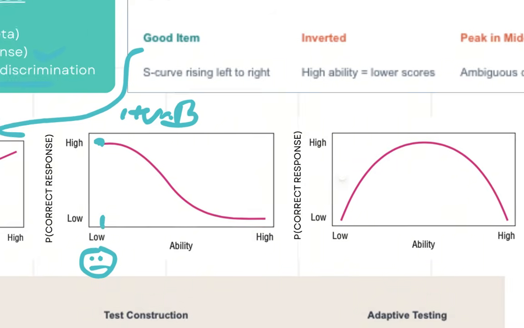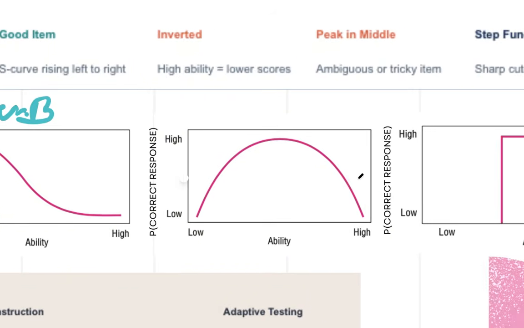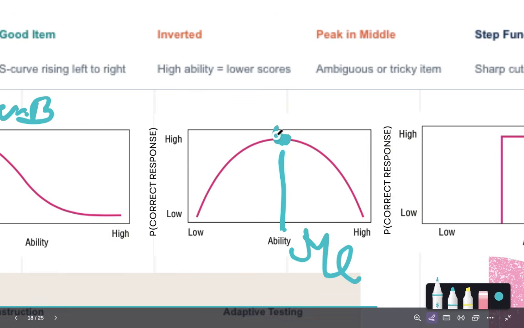Next, let's look at this ICC graph wherein the peak is in the middle. What this means is, if your ability is at an average level, say for example me, then the item has good discrimination, here in the middle.